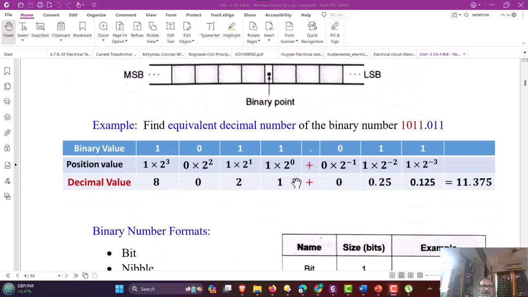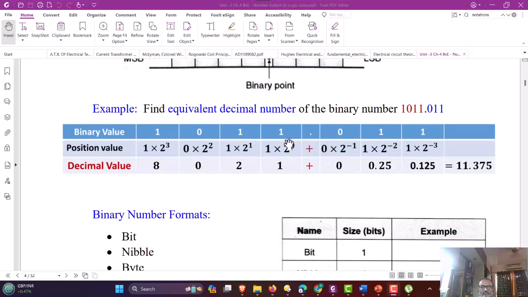A typical example is shown here. Let us find out the equivalent decimal number that corresponds to the binary number 1011.011. Here the number in red is the integer portion and the number in blue color is the fractional part. So the binary value is written as it is here in the figure.